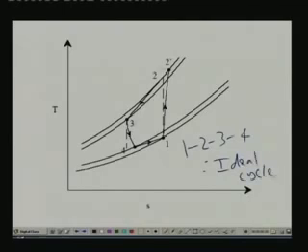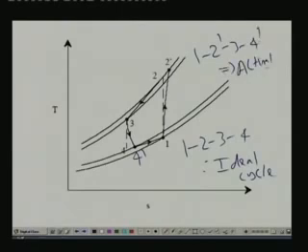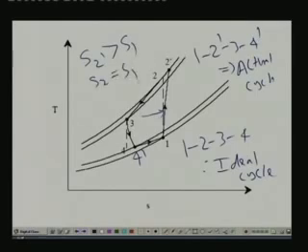and 1, 2 dash, 3, 4 dash, this is point 4 dash, so 1, 2 dash, 3, 4 dash is the actual cycle. So you can see that, for example, process 1 to 2, in the ideal cycle it is an isentropic process. In the actual cycle it is non-isentropic. That means entropy increases during the process because of the irreversibilities. That means you will find that entropy at point 2, S2 dash, will be greater than S1, whereas S2 is equal to S1. So this is one difference.